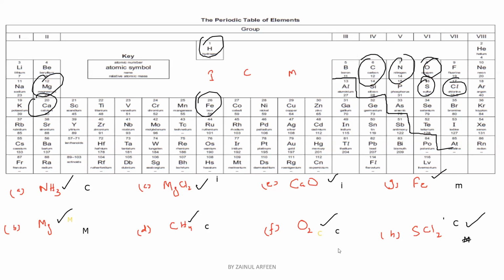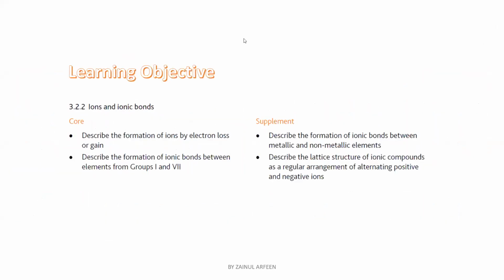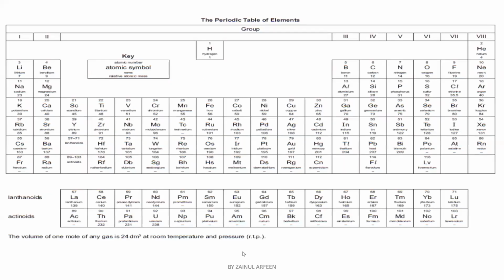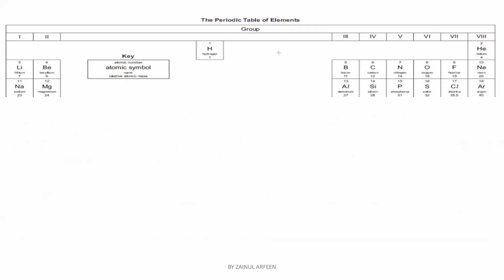Then formation of the ionic bond. So today we'll discuss how ions and ionic bonds are formed between a metal and a non-metal. As we know, an ionic bond is formed between the metal and the non-metal, but how is this bond formed? Example, we have a compound sodium chloride.